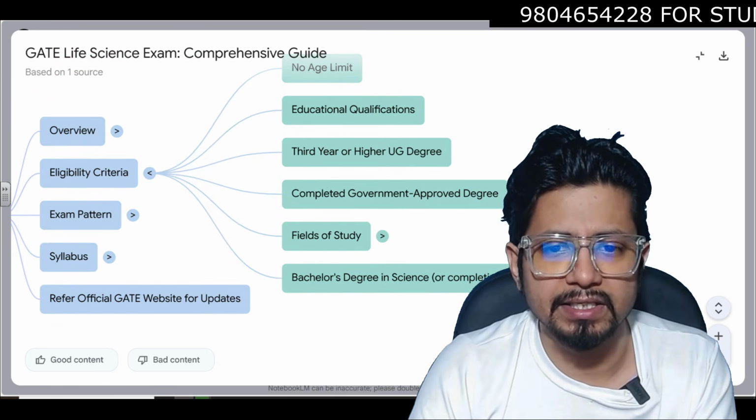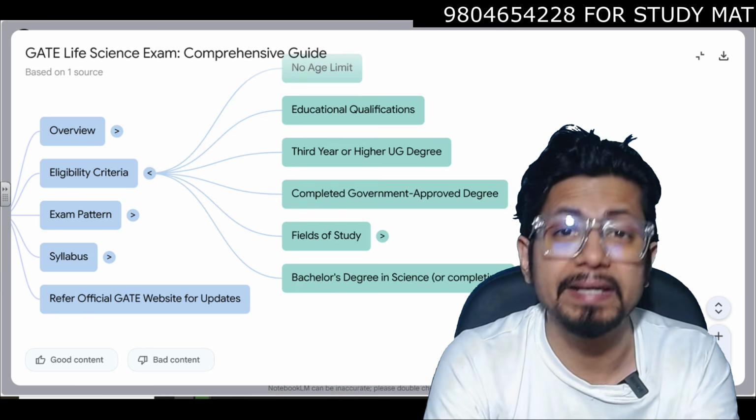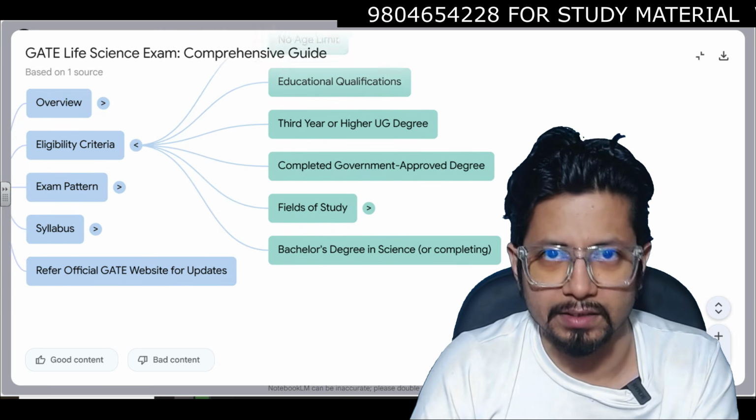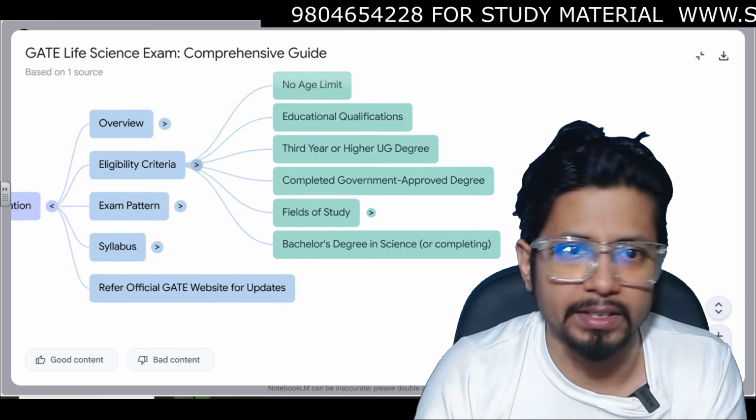Those who have completed the bachelor's degree in science, or are completing the bachelor's degree in science, are eligible to attend this GATE Life Science examination. So that's all regarding the eligibility criteria.